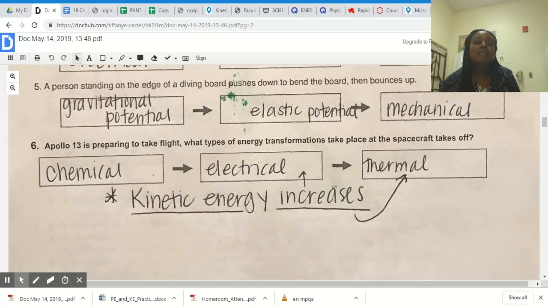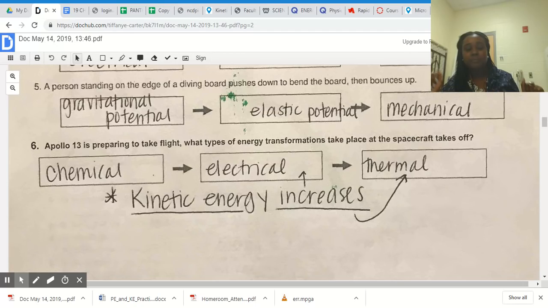Number 5, a person standing on the edge of a diving board pushes down to bend the board, then bounces up. So the first thing is, if I'm standing on a diving board, I am not on Earth's surface. So I am some distance away from it. So I'm storing gravitational potential energy. Then the board is flexible, and because it's flexible, it has elastic potential energy. So as I'm on the board, kind of pushing up and down, I am storing elastic potential energy. So it's kind of giving me some momentum here. And then as I jump off, I'm using mechanical energy. So I'm transforming my potential energy, which was stored, to kinetic energy.